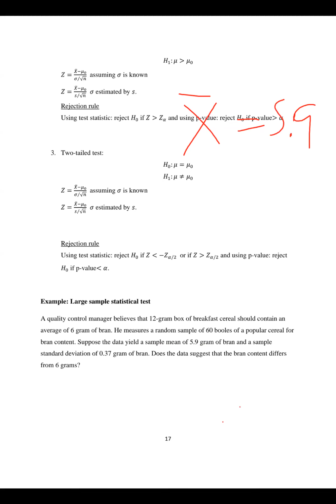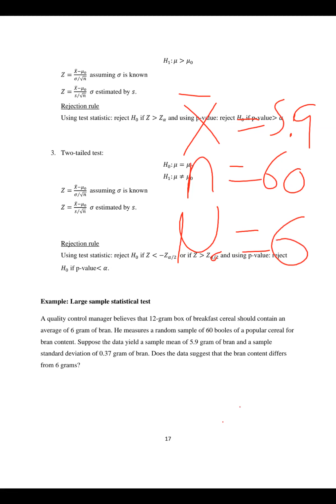And then the other thing that we need to get is the sample size, n. How do you find the sample size? It is given in the question that the person measured a random sample of 60 bowls. So 60 is your n. Then from that, you need to get what is called your mu. This one is usually read as mu, which is basically the average of the claim. The existing claim that is already there that you're trying to disprove has got an average. It has the mean. In this respect, the claim comes from the quality control manager who believes that the 12-gram box of breakfast cereal should contain an average of 6 grams of bran. So the average from the claim is what? Is 6 grams. So we have our mu, our average, to be 6.